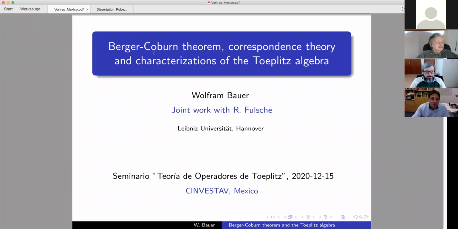So I want to talk about this old theorem by Berger and Coburn and some generalization, correspondence theory and characterizations of the Toeplitz algebra. So there will be some old stuff and maybe some small new things, and some new perspective, I hope, on some theorems.